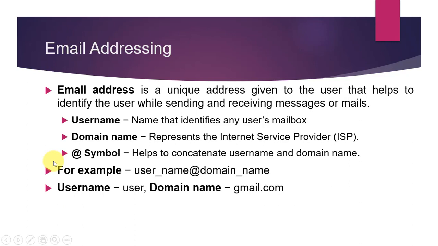Now, how email addresses are formed. An email address is a unique address given to a user that helps to identify the user while sending and receiving messages or mail. Okay, it is composed of these three parts. First is the username and domain name. Username and domain name are separated with the help of an @ sign. So, a name that identifies a user, like ABCDE or XYZ or your name, you know it.